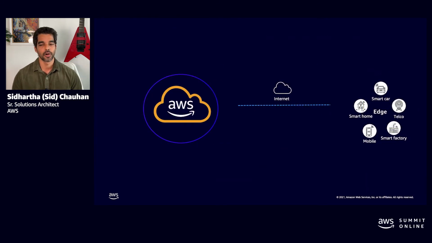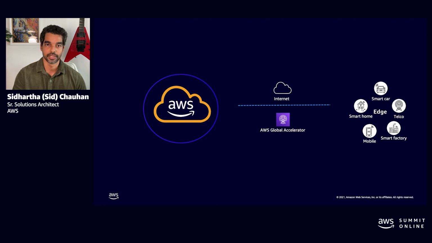Perfect. Now let's talk about our final connectivity option. And this is for your edge devices. Right? These can be smart cars, these can be smart factories, these can be mobile devices with your applications in there. And we're going to talk about a new service, AWS Global Accelerator. Now, in order to connect your edge devices, you can still use VPN, you can still use SD-WAN. This is a service in addition to some of the previously mentioned AWS services.